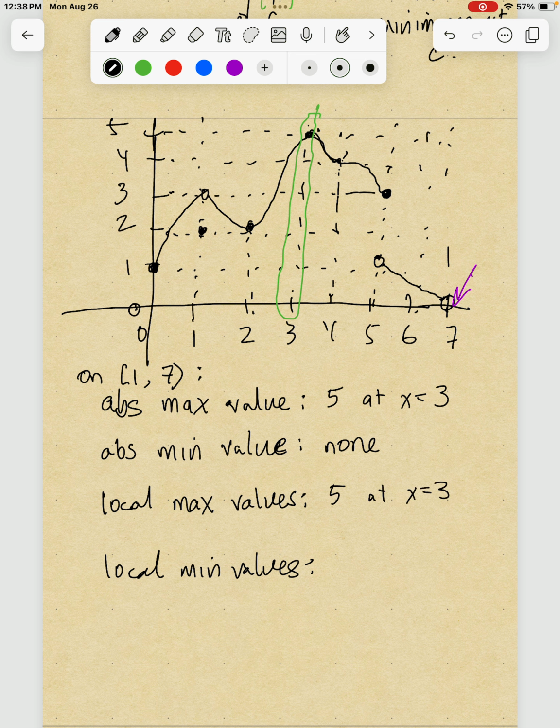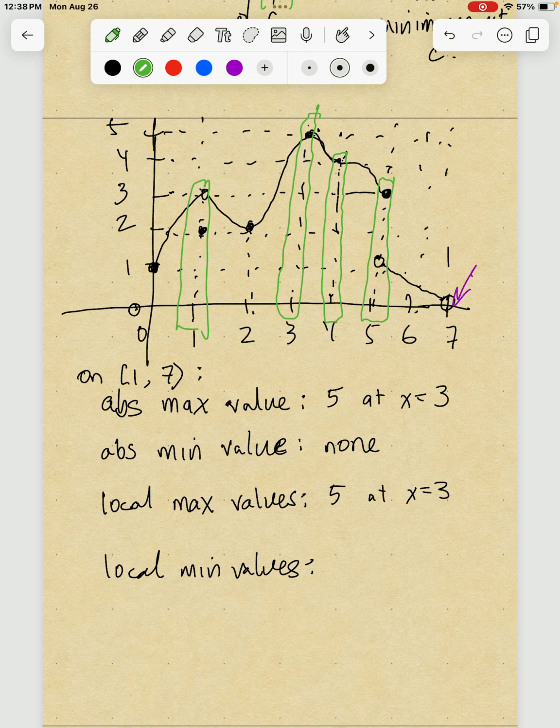What about x equals 4? Is there a local maximum here? No, because slightly to the right of 4, the y values are smaller than y equals 4. Okay, what about here? No, again, because slightly to the left of x equals 5, the y values are bigger. What about here?